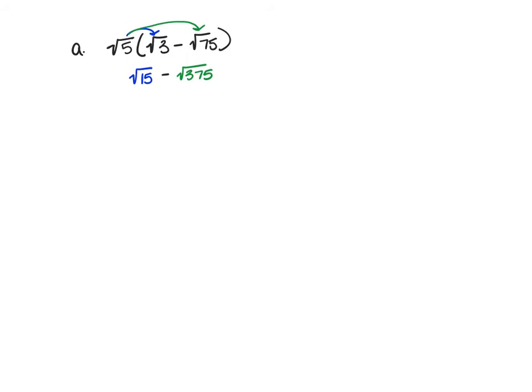So I know that 375 is divisible by 25. So we can do 375 divided by 25, and that will give me the factors. So that's going to be 25 times 15. And this works out because the square root of 25 is 5, and then the root 15 doesn't simplify. So we'll just bring the root 15 down.